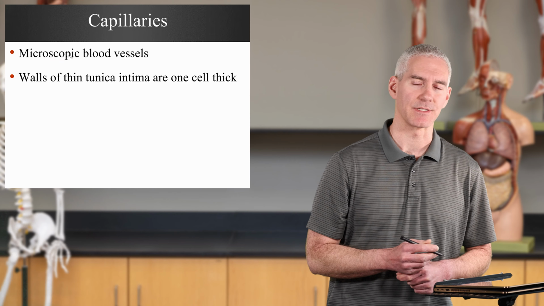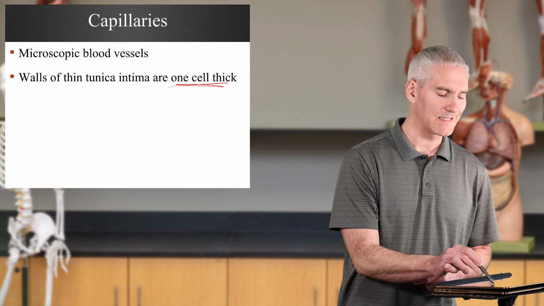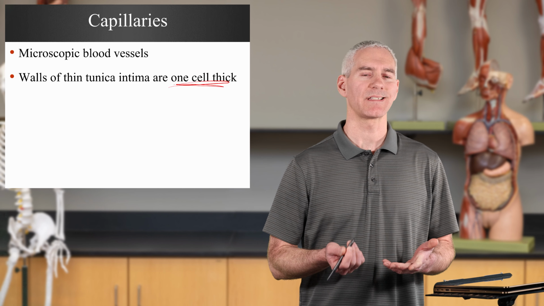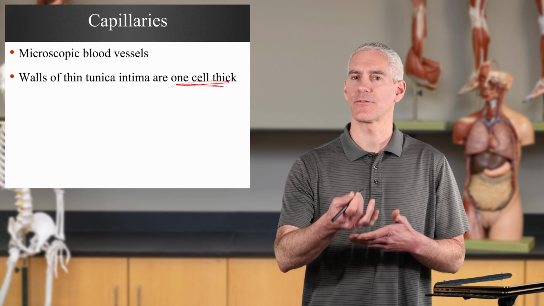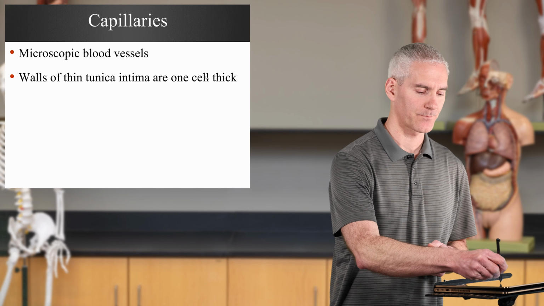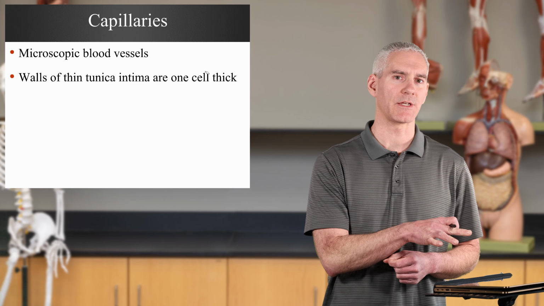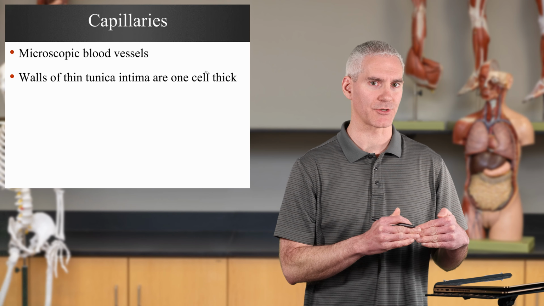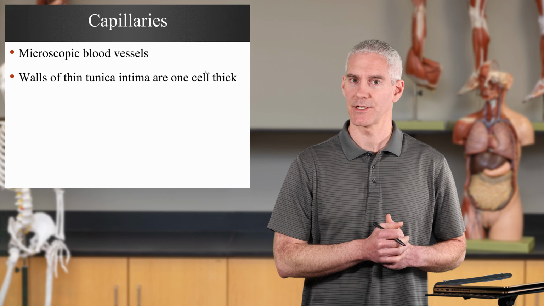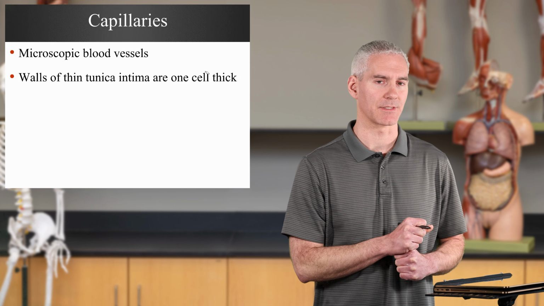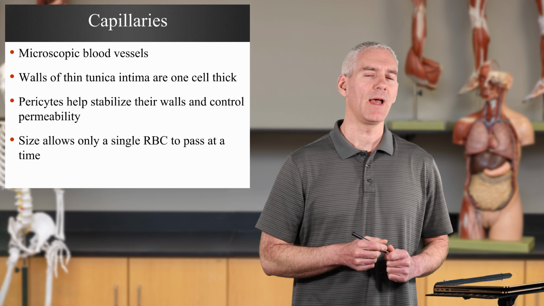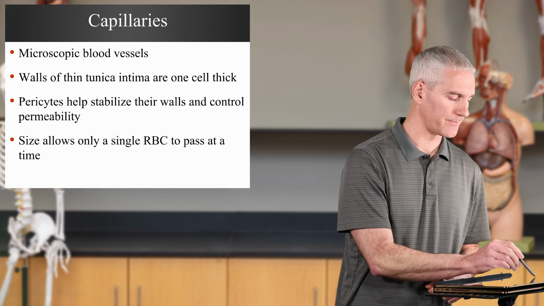But these capillaries are typically one cell layer thick for the tunica intima. That one cell layer thickness allows for diffusion, allowing ions and nutrients to pass through. So it's important that the blood pressure has dropped and the blood flow has slowed down from those arterioles before you get to these capillaries. Otherwise, you'd rupture them.